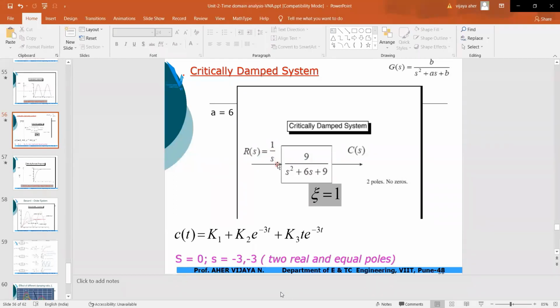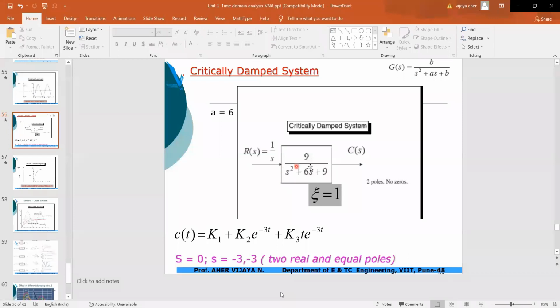So what is output? Equation for output. C of s is equal to, student, you are supposed to write. I have given all these steps. I have not written over here, but I have explained all these steps in between C of s and C of t. So student, please write C of s is equal to R of s into G of s. What is R of s? 1 by s. G of s is 9 upon s square. Yes, exactly. 9 divided by s square plus 6s plus 9. झालं आपल्याला C of s मिळालं.